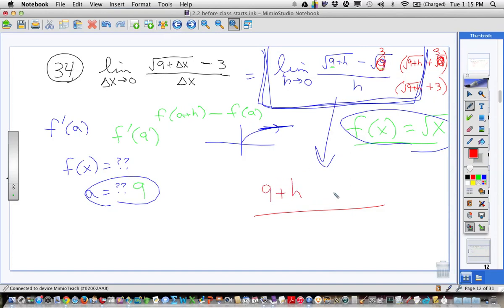The radical disappears. Minus 9. That's awesome. Look at that. You can see what's going to happen. The bottom is kind of messy, so I'm not even going to distribute it. I'm just going to go 9 plus h plus 3 like that.